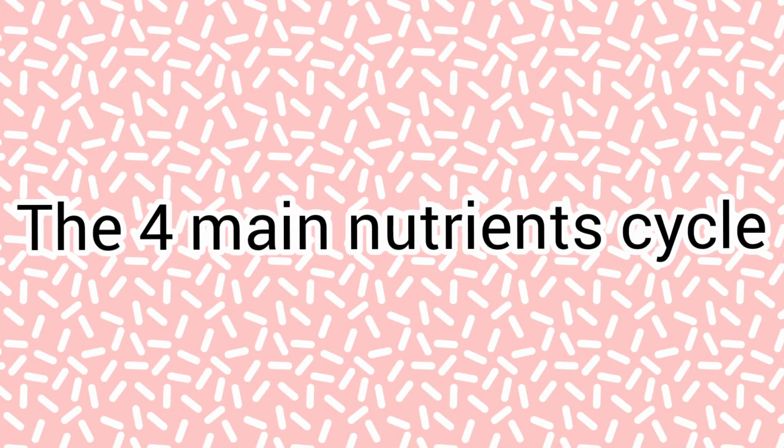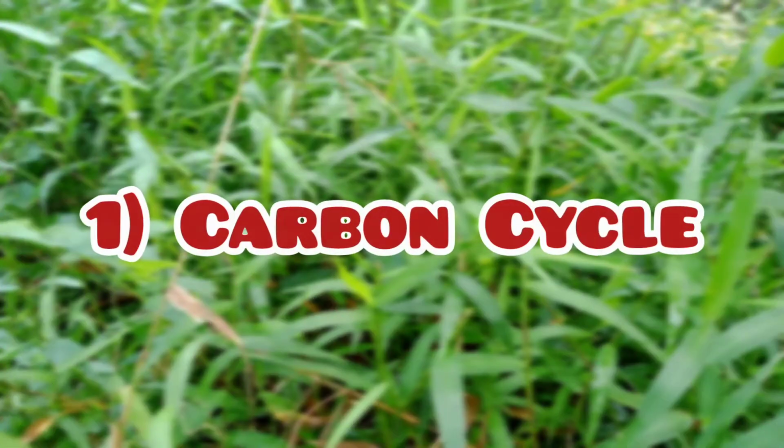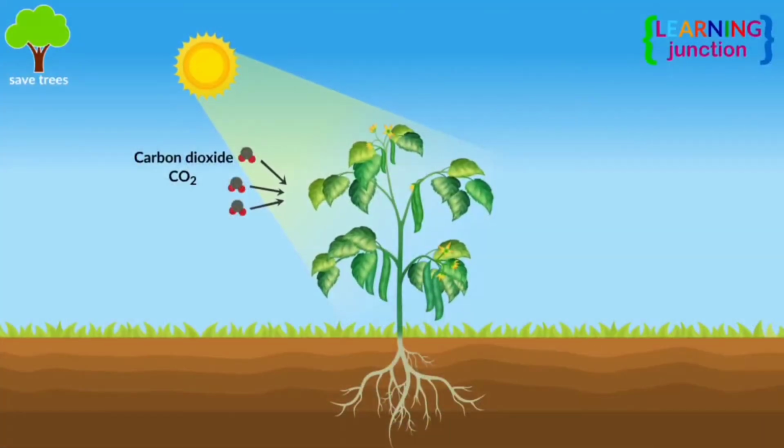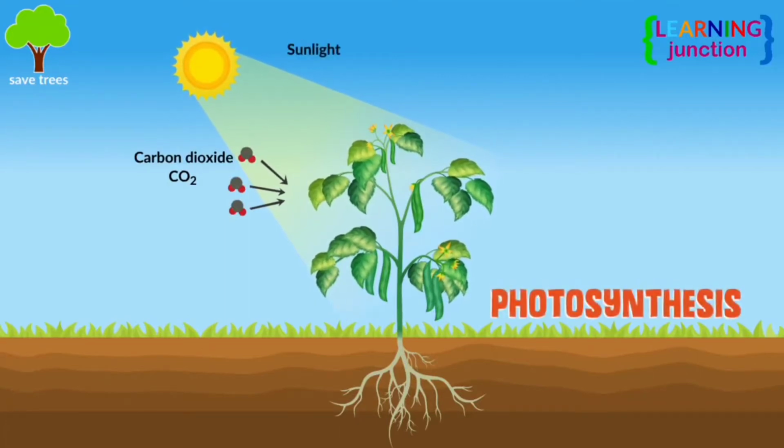The four main nutrient cycles. First is the carbon cycle. Carbon is the main constituent of all living cells. All the organic matter and biomolecules contain carbon. Carbon is present mainly as carbon dioxide and methane in the atmosphere.